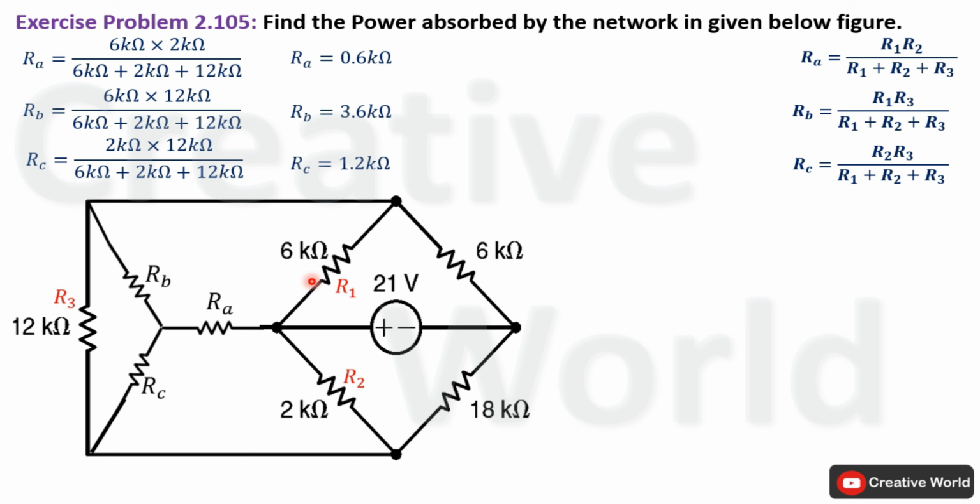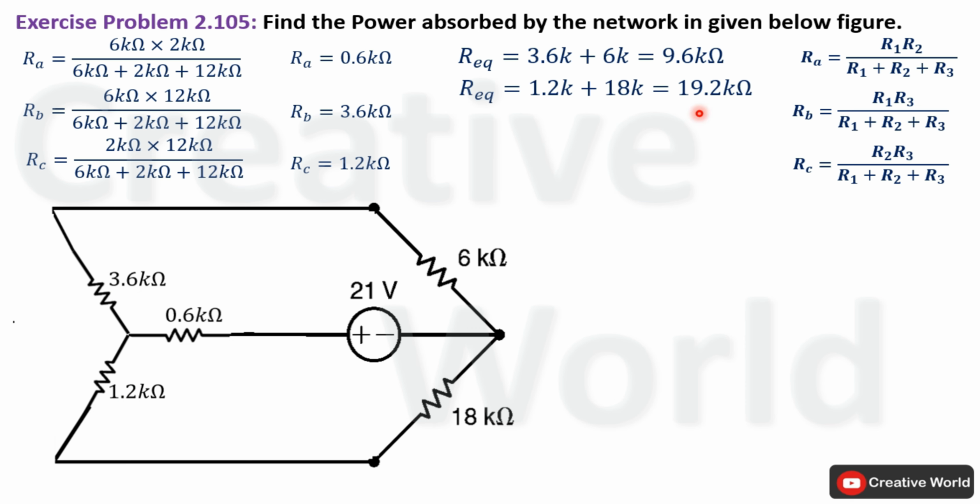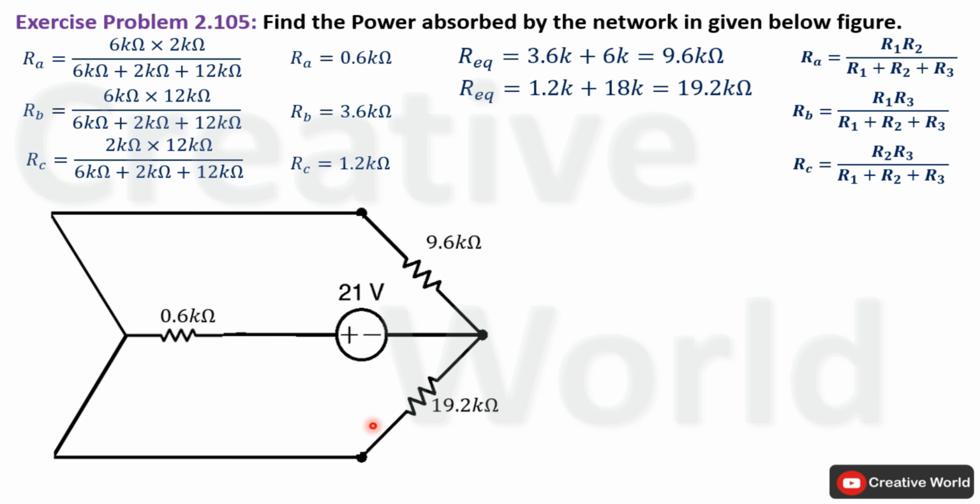Now we can replace these three resistances connected in delta configuration with three resistances connected in star configuration with these values. So modify the network. Now these two resistances and these two resistances are in series connection. We can find their equivalent resistances by adding the values together. The sum of these two resistances will be equal to 9.6 kilo ohm. Similar case will be here. The sum of 18 kilo ohm and 1.2 kilo ohm will be equal to 19.2 kilo ohm. Modify the network by replacing these two resistances and these two resistances with their equivalent resistances.